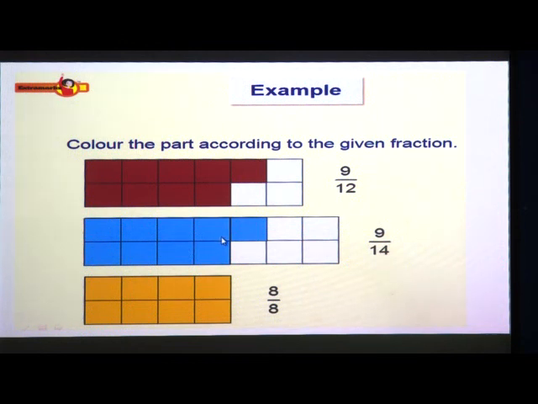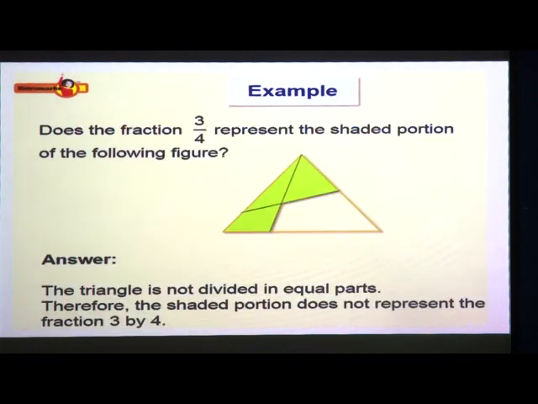Now, the next example is 8 by 8. It means the total parts are 8, and how many parts do we need to shade? 8. So, 8 parts are shaded with yellow color. In this way we can color the part according to the given fraction.